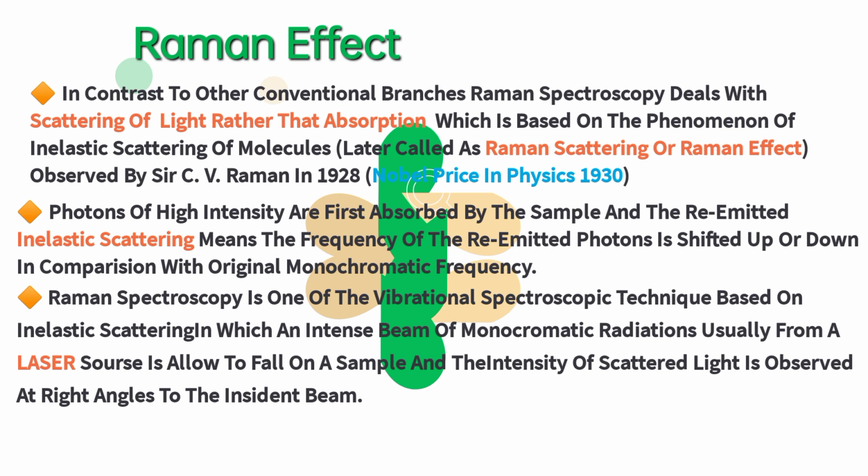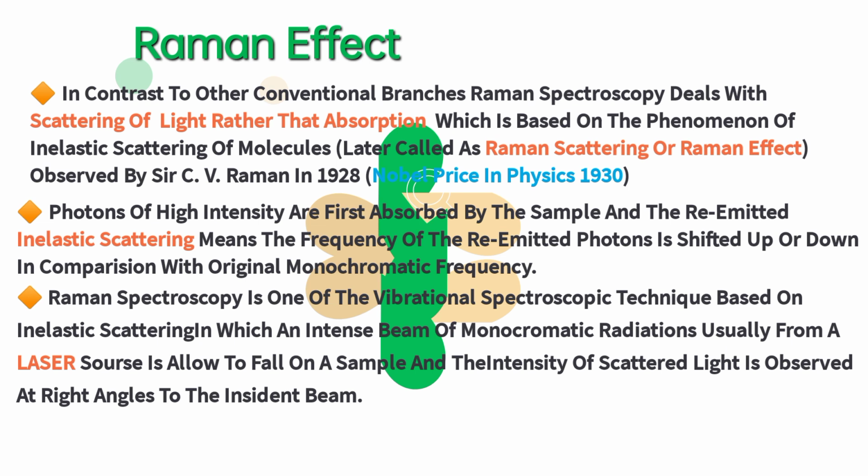Photons of high intensity are first absorbed by the sample and then re-emitted in inelastic scattering, which means the frequency of the re-emitted photons is shifted up or down in comparison with the original monochromatic frequency.